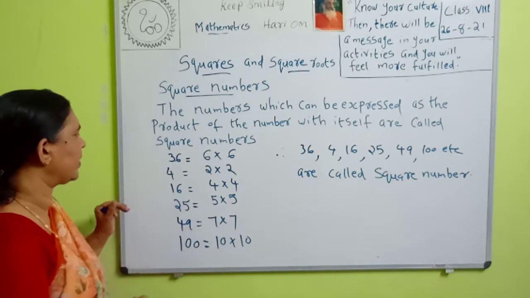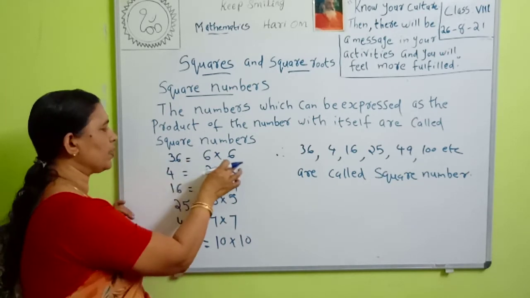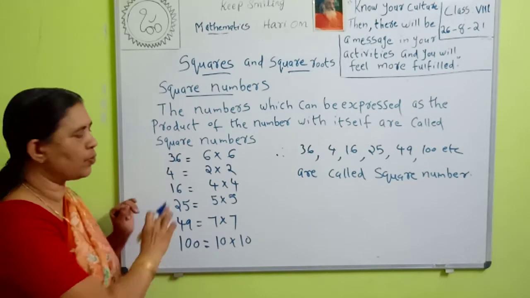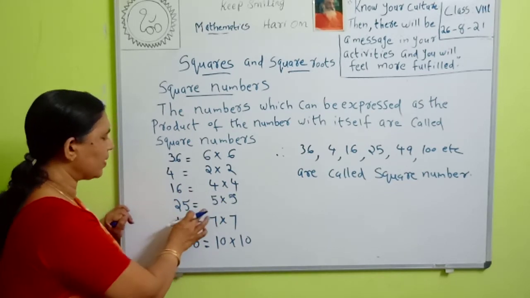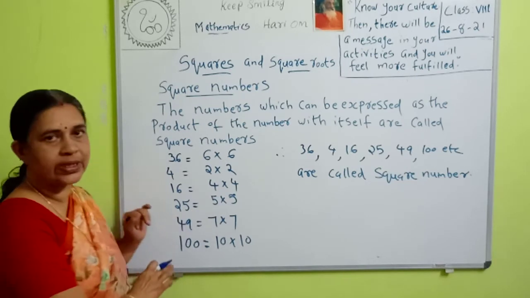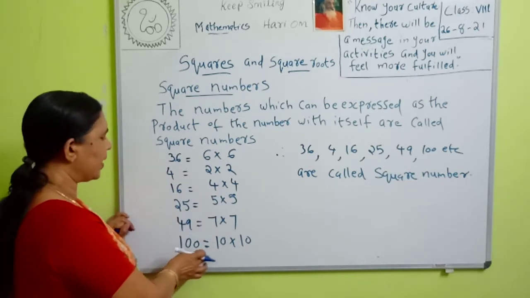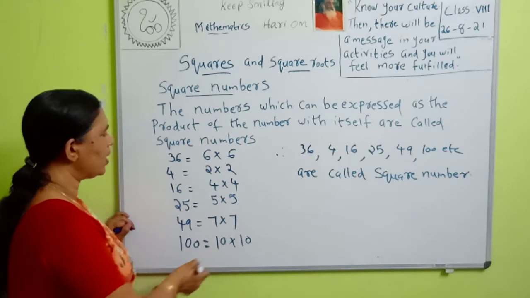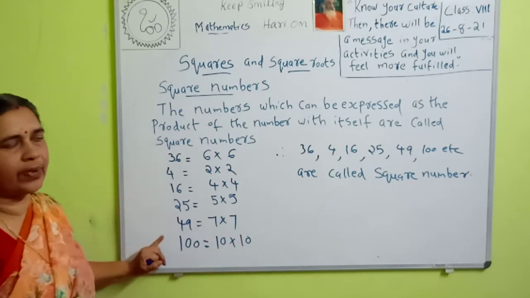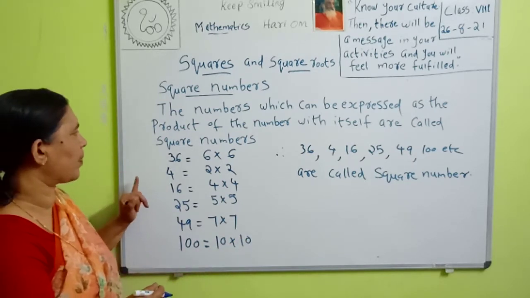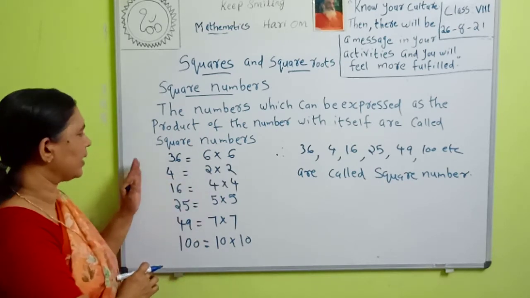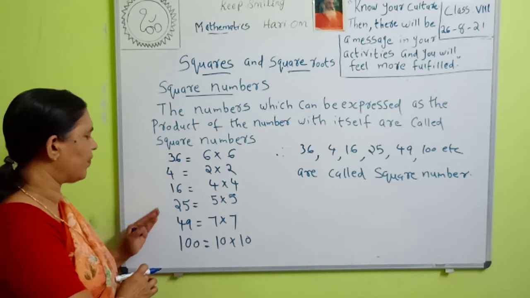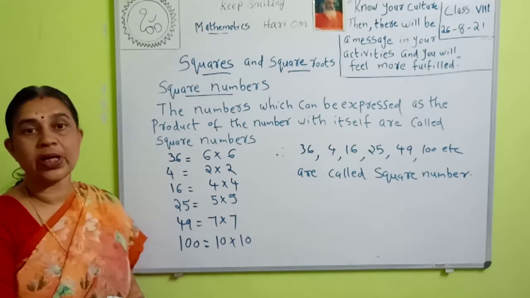For example, 36 we can write as 6 into 6. 4 we can write as 2 into 2. 16 is equal to 4 into 4. 25 is equal to 5 into 5. 49 is equal to 7 into 7. 100 is equal to 10 into 10. So these numbers are all called square numbers because they can be expressed as the product of the number with itself. Okay. So 36, 4, 16, 25, 49, 100, etc. are called square numbers.